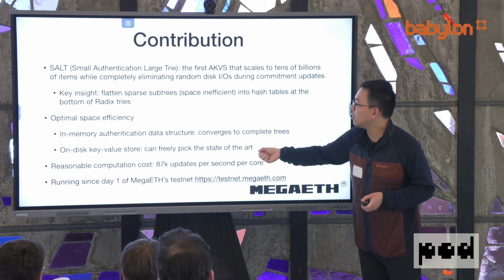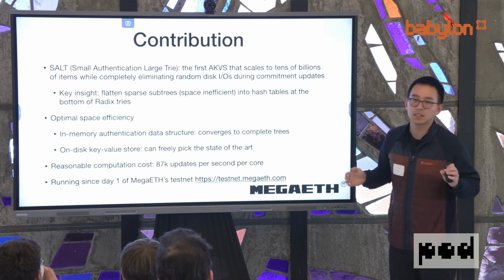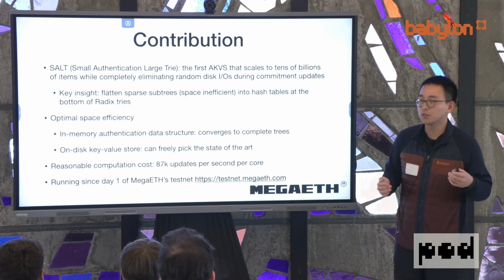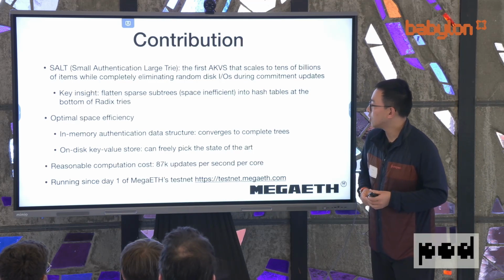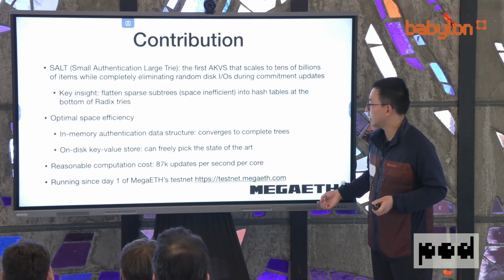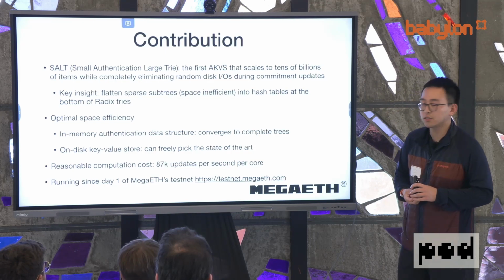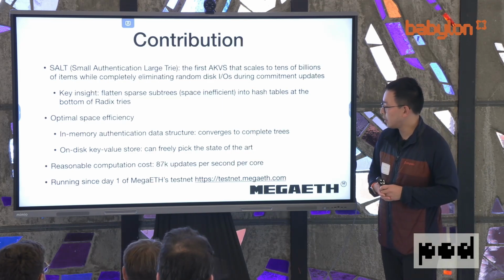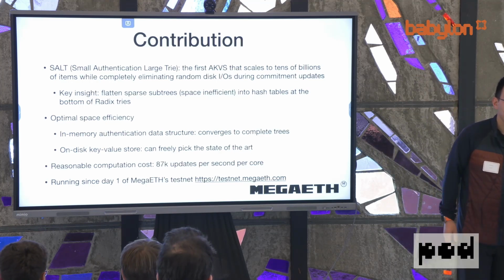Optimal space efficiency for the in-memory stuff, it converges to complete trees, so it's pretty optimal. And the on-disk key value storage, we call it optimal because you can just use the state-of-the-art solution. We don't really dictate anything, right? You have all the flexibility. Reasonable computation cost, and it's been running live since day one of MegaETH testnet, which we launched earlier this year in March. And yeah, feel free to check it out. Thanks. I'm ready to take questions.